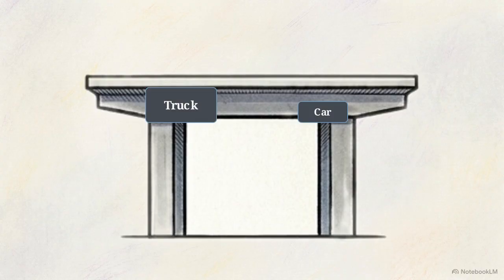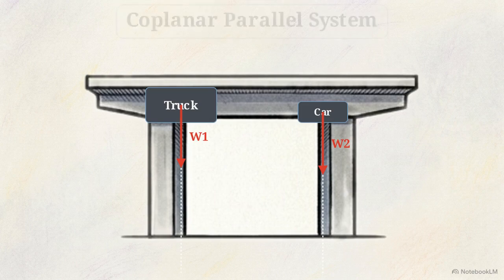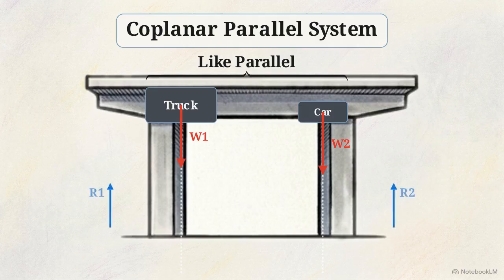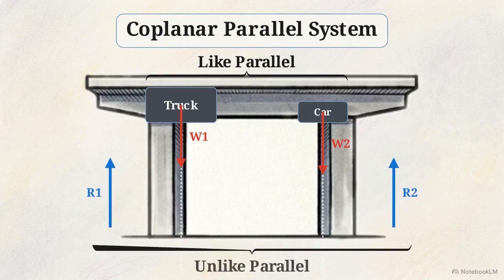Now look at this side view of a bridge. The downward weight of a truck and a car run right alongside each other. If we trace their lines of action, they will never touch. We call this a coplanar parallel system. When forces push in the exact same direction, like the vehicles pushing down, they are like parallel. When the ground supports push back up in the opposite direction, the relationship between the two groups is unlike parallel.